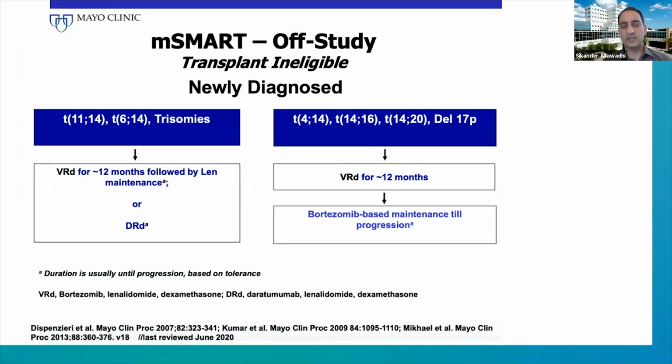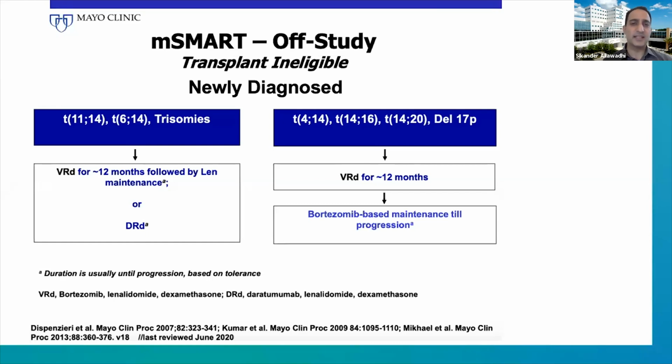So this is, for example, saying one of the possibilities, one of the algorithms, is that patients who have standard risk myeloma, this is talking about newly diagnosed, and it is talking about transplant ineligible.